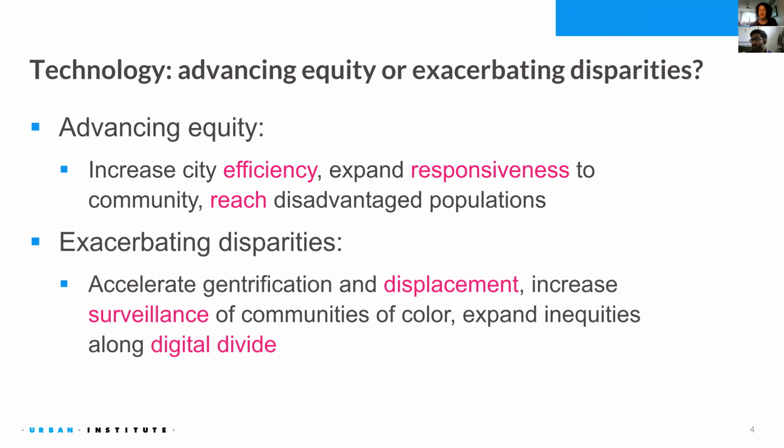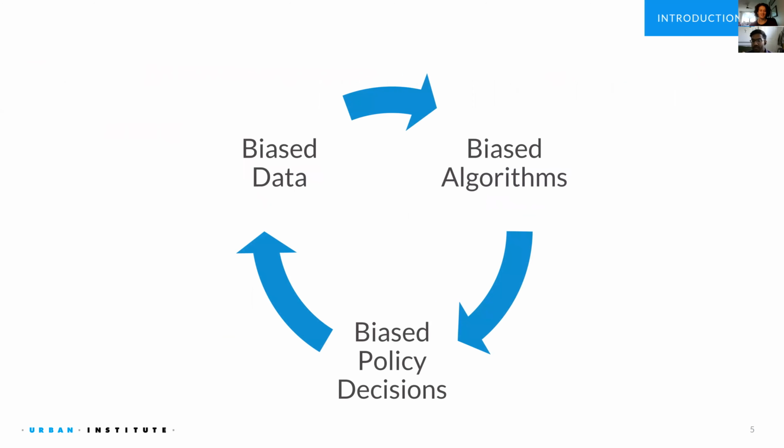At the same time, there's great potential for technology to exacerbate disparities by accelerating gentrification and displacement, increasing surveillance of communities of color, and exacerbating inequities along the digital divide. One particular potential for technology to exacerbate inequities that we're concerned about is the potential for biased data to be fed into automated decision systems, yielding biased algorithms and biased policy decisions, which could create a reinforcing cycle for data-driven decision-making to actually reinforce inequities.